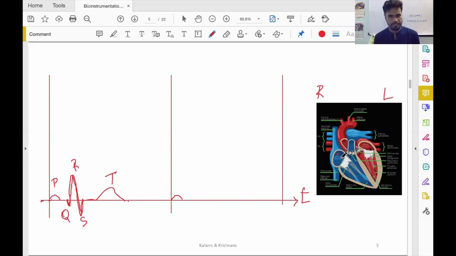For pumping. Because the ventricles need to pump to the entire body. So they need more strength. Yes. So usually the ventricles, this left ventricle in particular, needs to pump blood to the entire body. It needs more strength. There is too much resistance to flow in the entire body. So there are more muscular cells in this left ventricle.